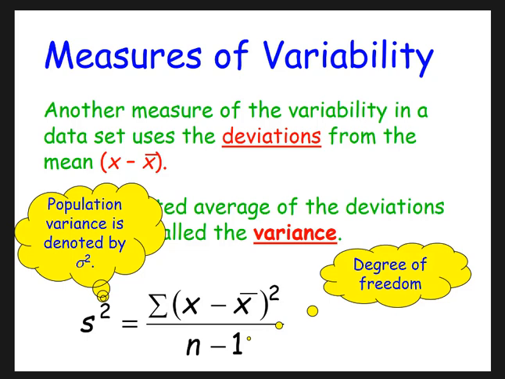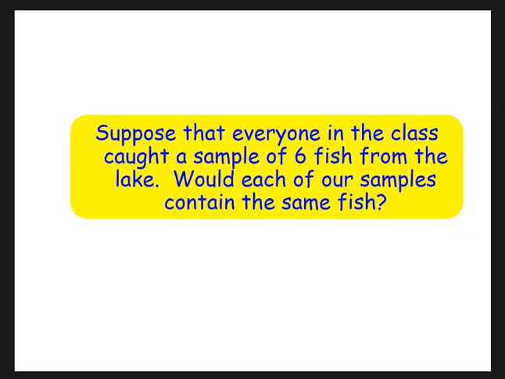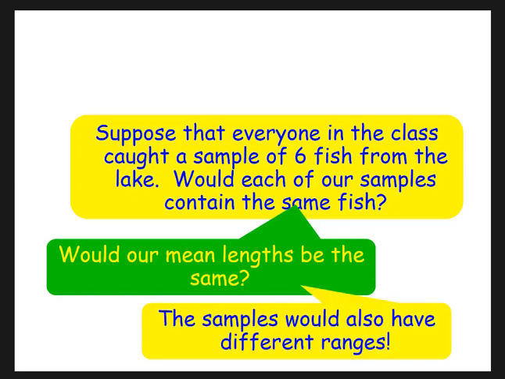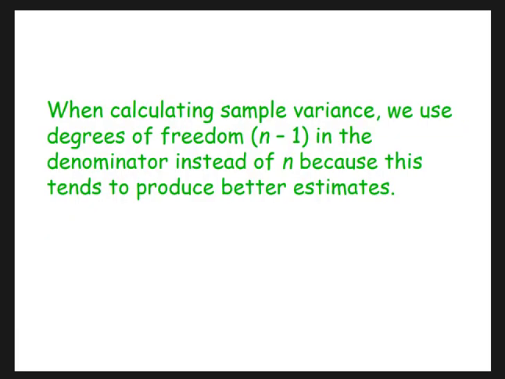So, as I said, the population variance is denoted by sigma squared rather than s squared. This is a sample variance with the s squared. So let's say everyone in the class caught a sample of 6 fish from the lake. What would each of our samples contain? Would each of our samples contain the same fish? Well, hopefully not. Would our mean lengths be the same? Well, most likely not, because they have different samples. They should be close, though, if we took good samples. But they would have different ranges as well as different means.